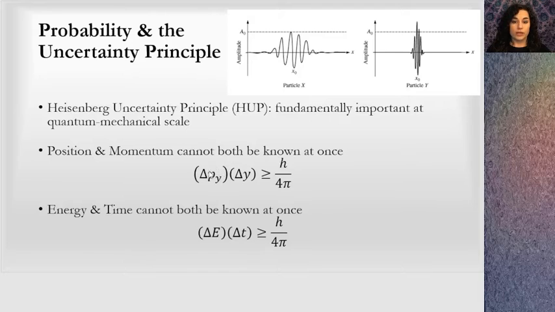These can be rearranged. Momentum is related to energy, right? And we have a velocity in here and time. And so we can get time out of here. Energy and time cannot be known both at the same time either. So we get these relationships. And this is what we call the Heisenberg uncertainty principle because of Heisenberg, the quantum physicist. And this is a fundamentally important quantum mechanical property at very small scales.